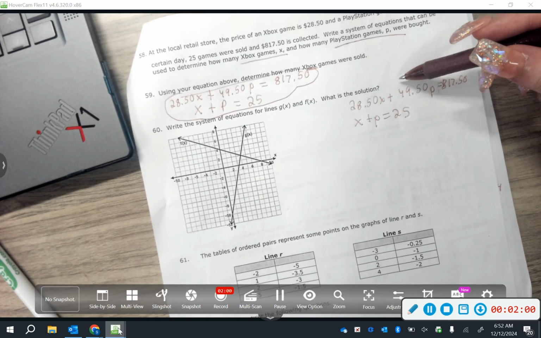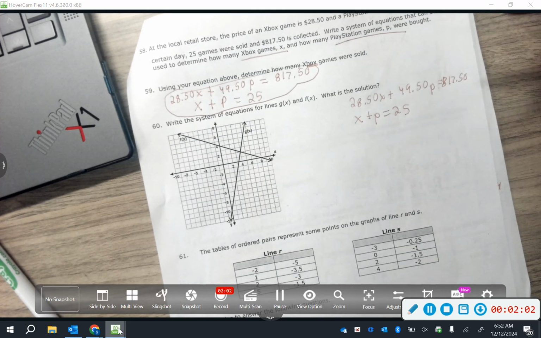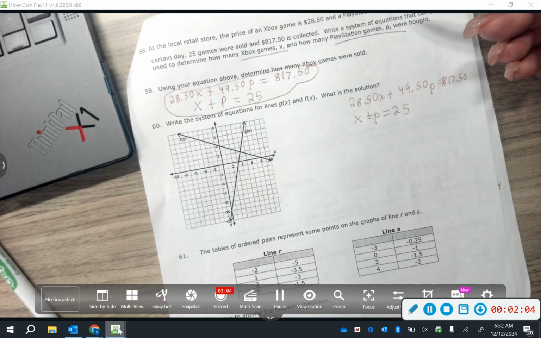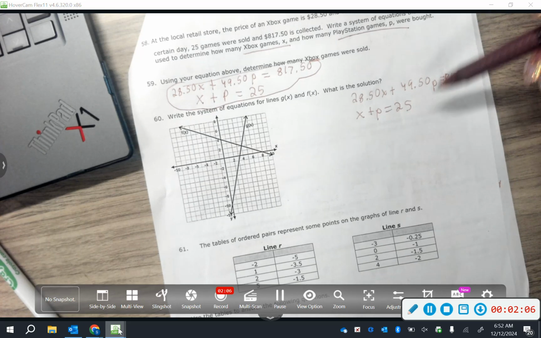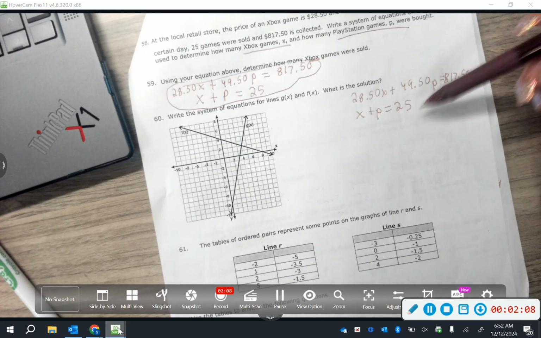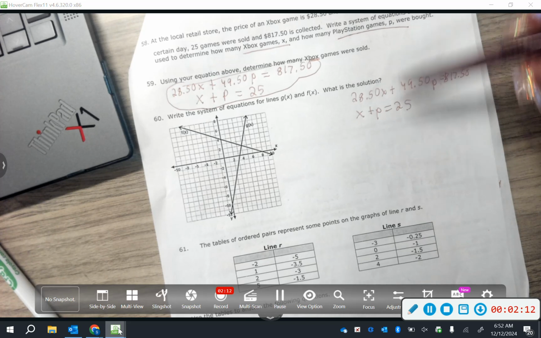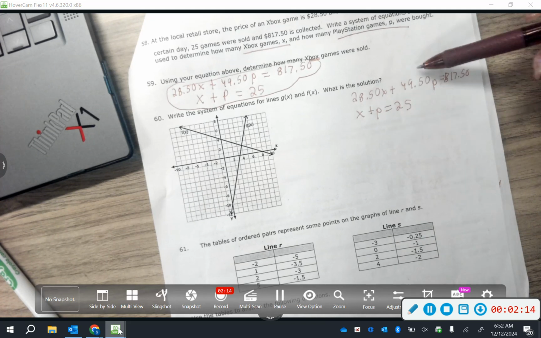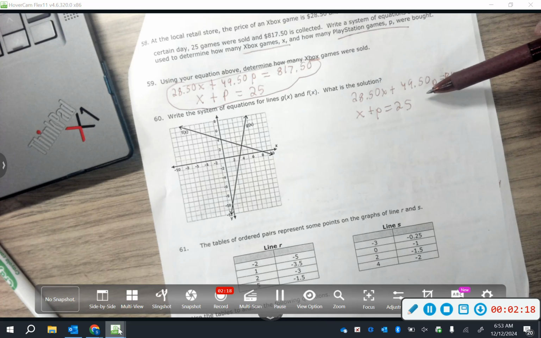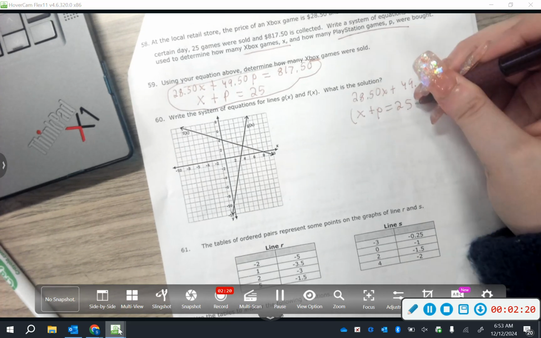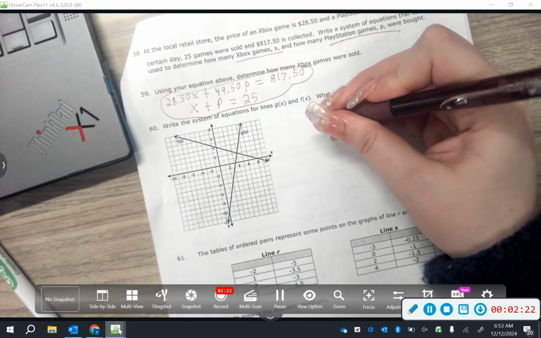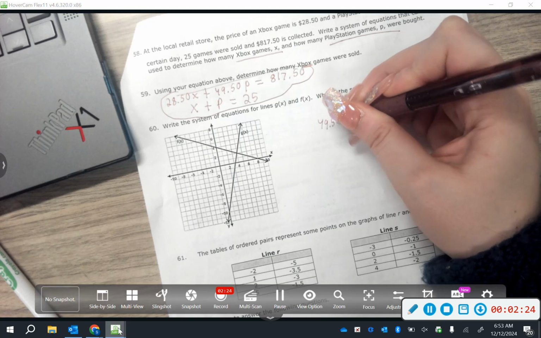So here's what I want to do. I want to eliminate. I want to make a zero pair. I want something to have opposites. Specifically, I want to make my P disappear because I don't care about PlayStation games. I only really care about my Xbox games. Well, if I want these P's to have the same number, this one already has 49.50 on it. So I'm going to multiply the bottom row as well by 49.50.